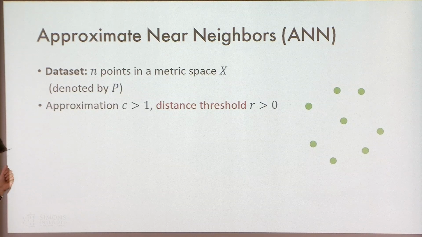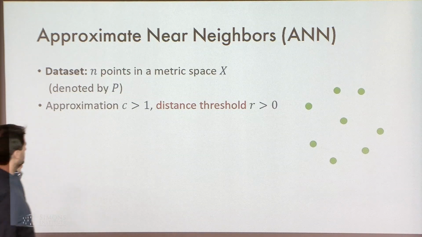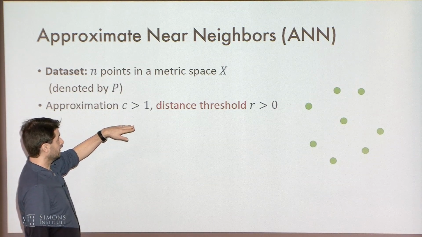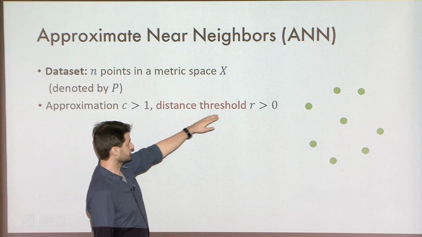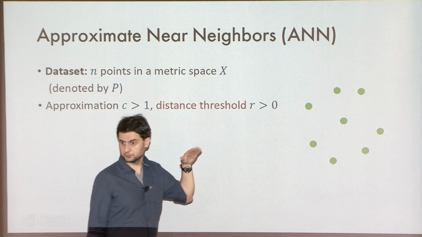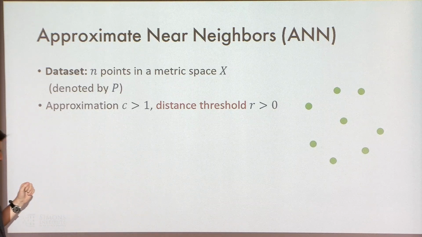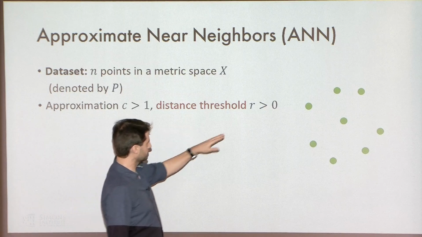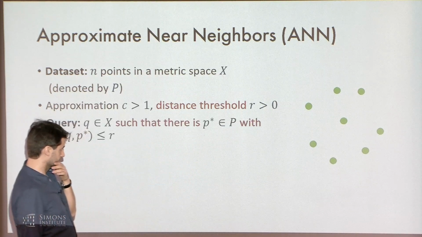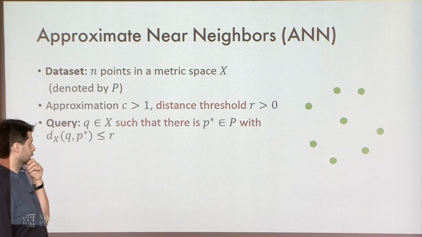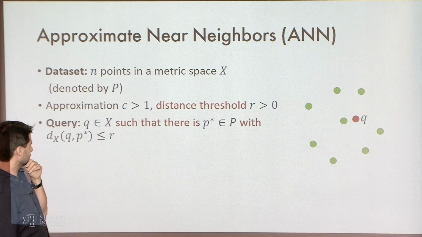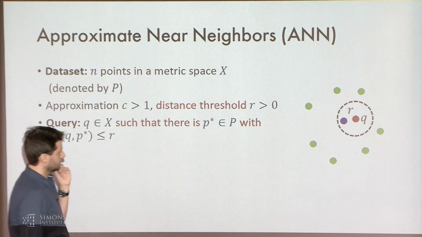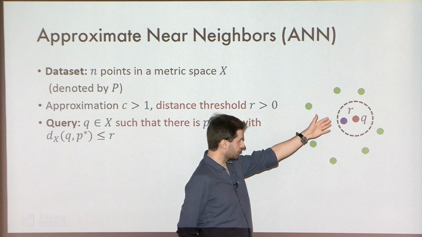queries where we have two parameters, the approximation, which we'll denote by C, bigger than 1, and a distance threshold, R, bigger than 0. Think about this as wanting to report points within distance R. Let me just define this. The query means that we get a new point Q, this red point, so that we can report any point within distance R, that would be the exact near neighbor.